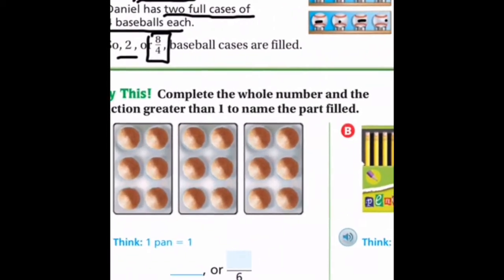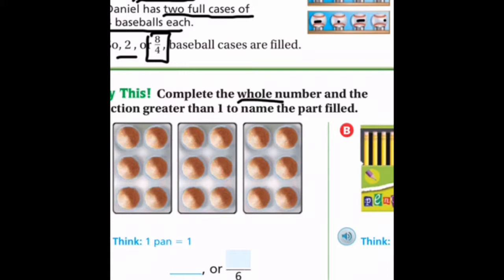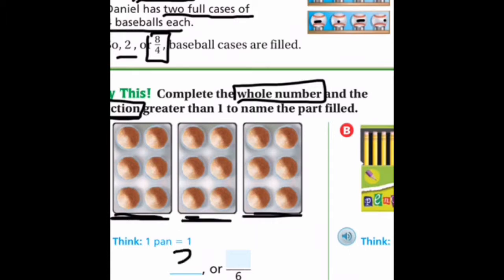Try this. Complete the whole number and the fraction greater than 1 to name the part filled. So how many, what the heck are those, muffins? I'm not sure what those are. Let's call them muffins, maybe. But how many of them do we have? We have 1 pan, 2 pans, 3 pans. We have 3 pans of muffins. Okay, we count the groups. 3 groups or 3 pans of muffins.